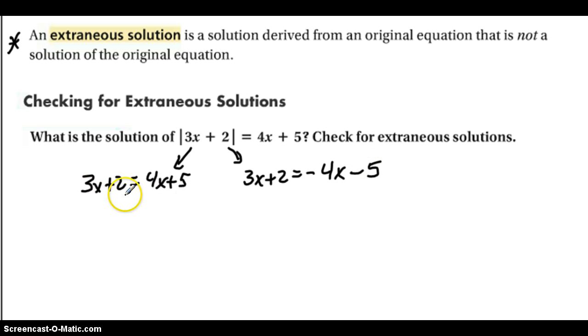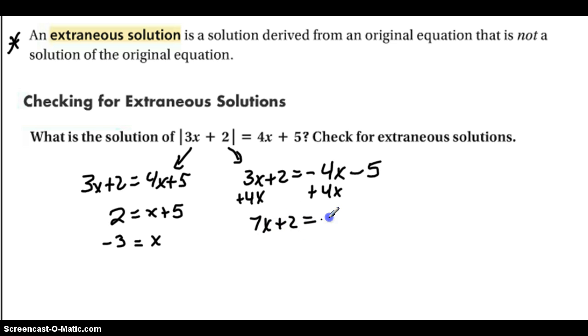Isolate your x. In other words, we're going to move all the variables to one side. Subtract 3x. Get the x by itself. Subtract 5 from both sides. Here, we're going to work with the lowest term for our x variable. -4 is our actual lowest term. So we're going to go ahead and add 4x to both sides. And we're going to have 7x plus 2 equals -5, and solve as we normally would for x.